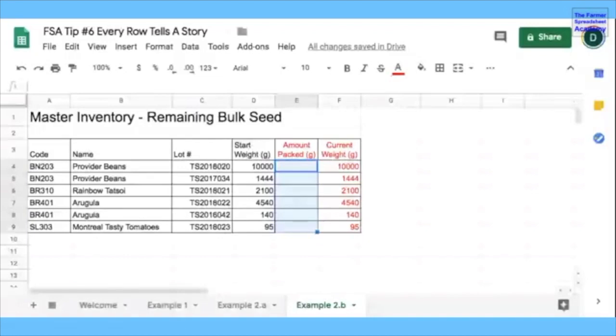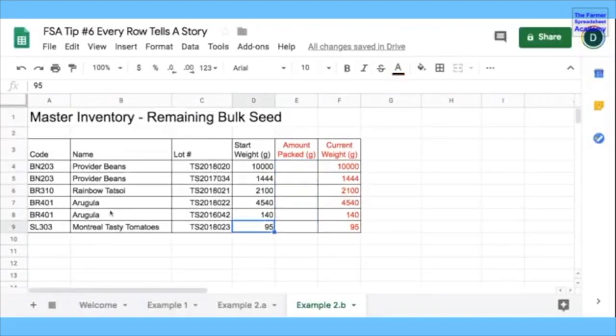This is a spreadsheet that I prepared that illustrates how you might keep inventory of something. It could be carrots, onions, or in this case, seeds. So there's a couple columns for what we're working with, the product code or SKU and the name of the product. And then each product has a different lot number. And then there's what we start with.